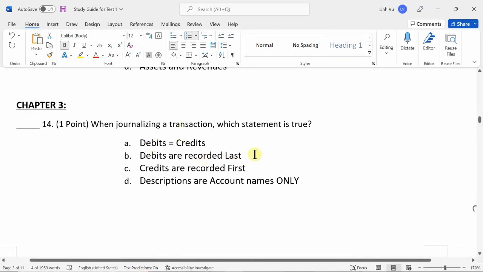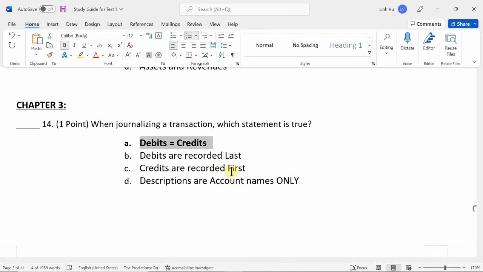Debits are recorded last. Is that true? No, they're recorded first, right? Credits are recorded first, obviously, right? No, those are flipped around. Descriptions are account names only. Is that true?